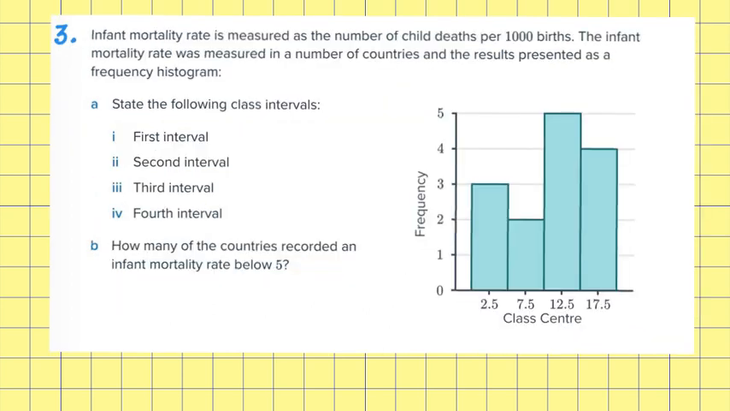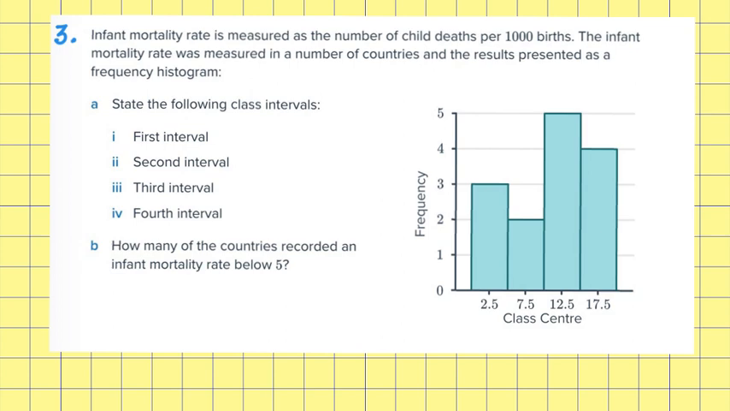Question 3. Infant mortality rate is measured as the number of child deaths per 1,000 births. The infant mortality rate was measured in a number of countries and the results presented as a frequency histogram. A. State the following class intervals.